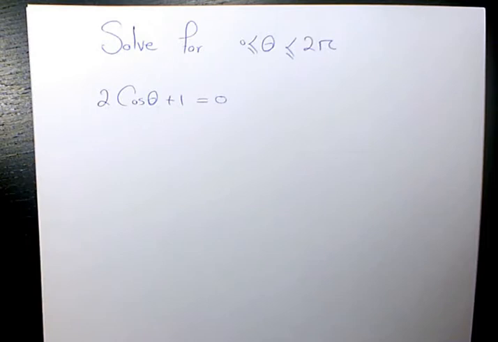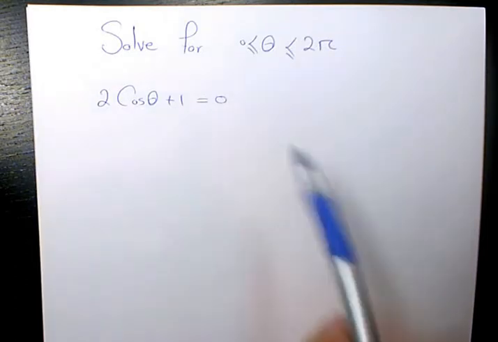In this video I want to show you how to solve this trigonometric equation, which is 2 cosine theta plus 1 equals 0. And we need to solve it for theta between 0 and 2 pi.